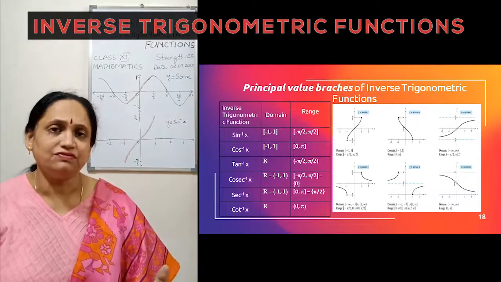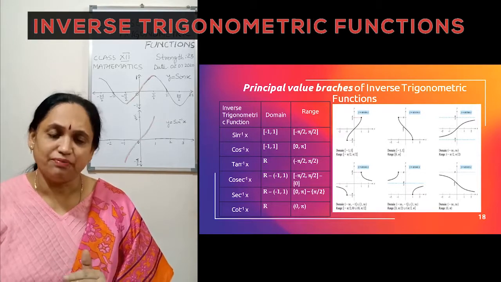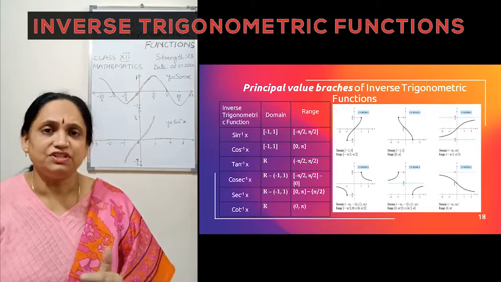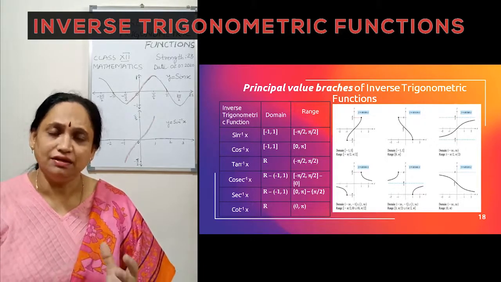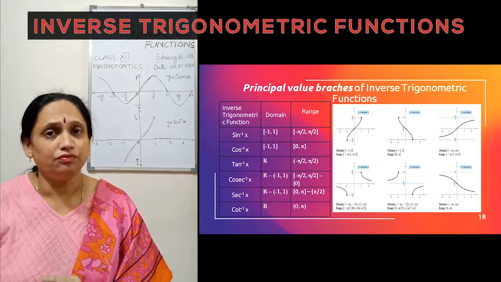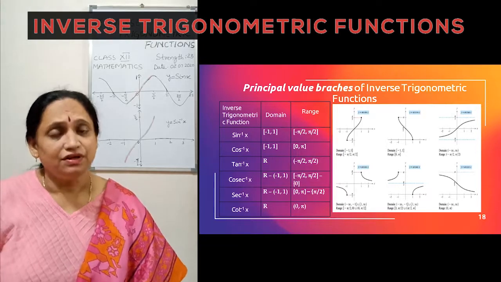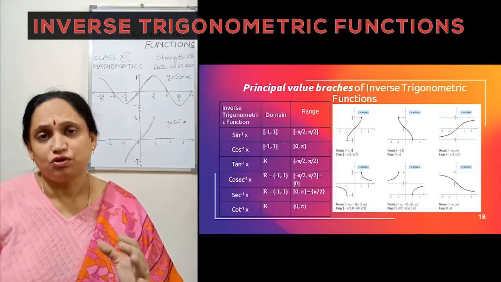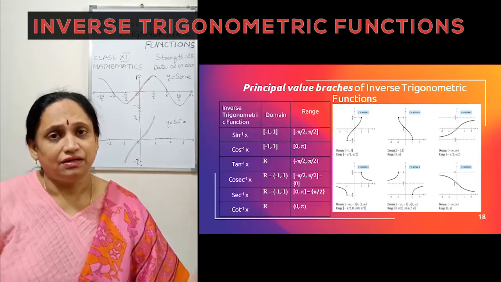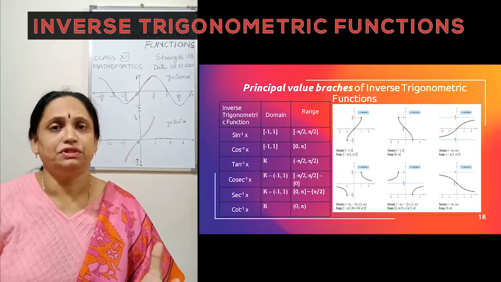For the tan inverse function, the principal value branch is the open interval minus pi by 2 to plus pi by 2. For the cosecant inverse function, the principal value branch is again the closed interval minus pi by 2 to plus pi by 2 without the value 0. For the secant inverse function, the principal value branch is the closed interval 0 to pi without pi by 2. And for the cot inverse function, the principal value branch is the open interval 0 to pi.